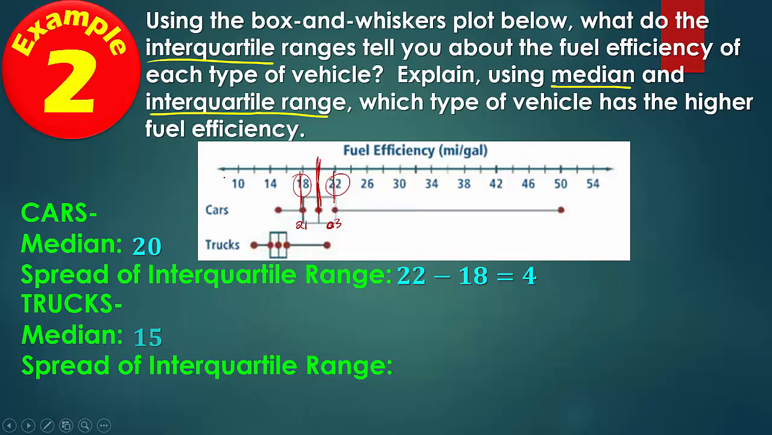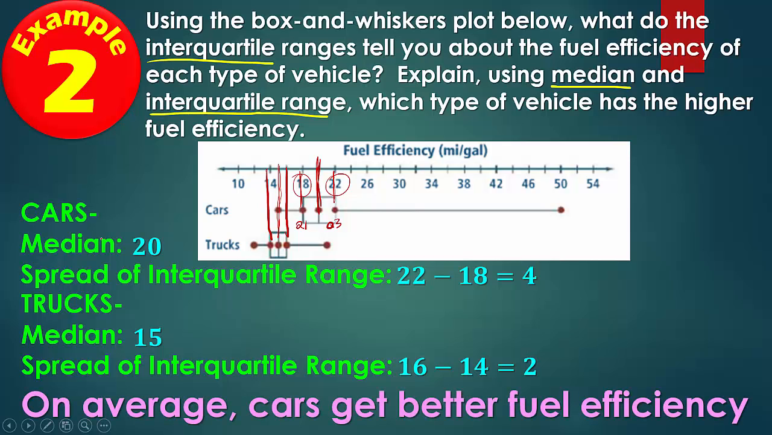Trucks, we have a median of 15. So if you look here, that's right at 15. And then the spread of the interquartile range, which is 16 and 14. So that equals 2. So what we're able to conclude then is, on average, cars get better fuel efficiency. So again, not a whole lot of difficult calculations, just more interpreting the data as you see it in the graph and knowing what the vocabulary is.